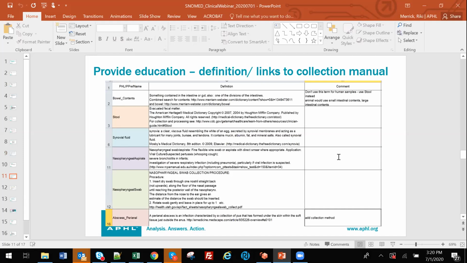And then we also have, of course, a comment field where we can make any other comment. And I think since then we may have split the definition column into two columns where there's a separate link for the collection manual and collection instructions.